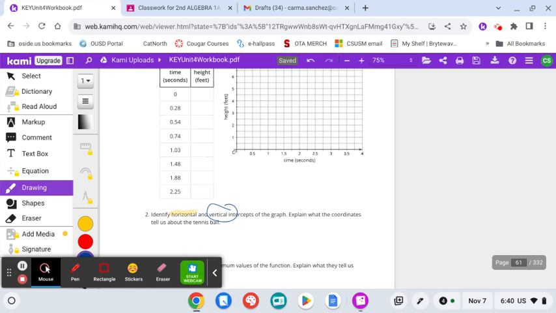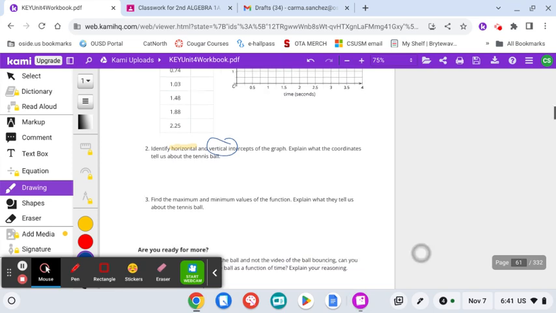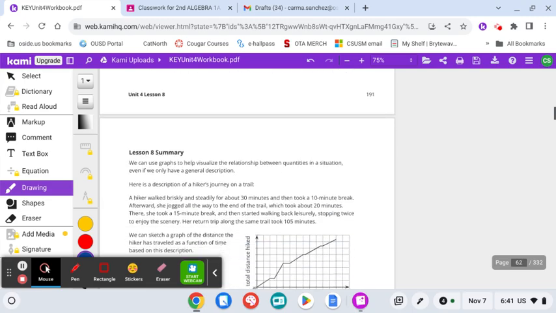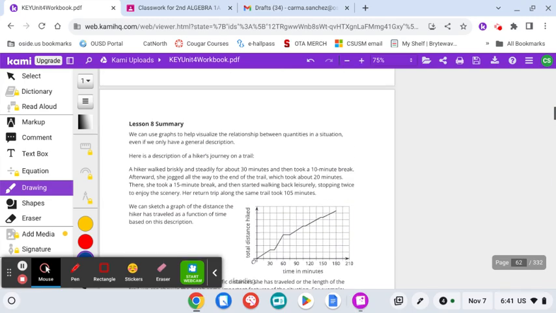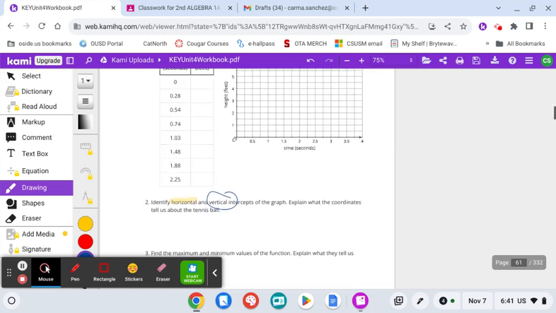Explain what the coordinates tell about this tennis ball and find the maximum and minimum values of the function. Explain what they tell us about the tennis ball. And then you're going to go highlight the summary as usual, read through what we were supposed to learn from today. So what's a sample student response for this one?